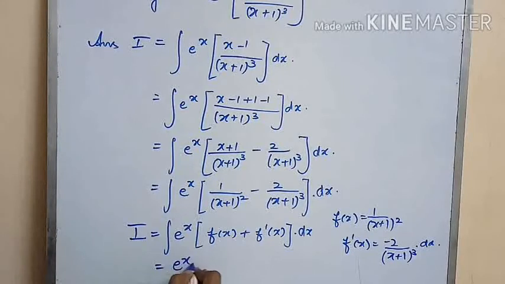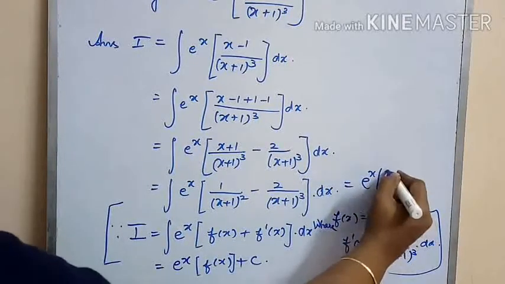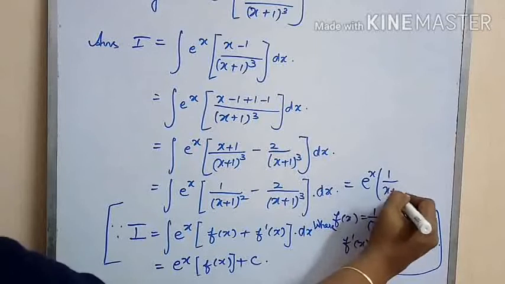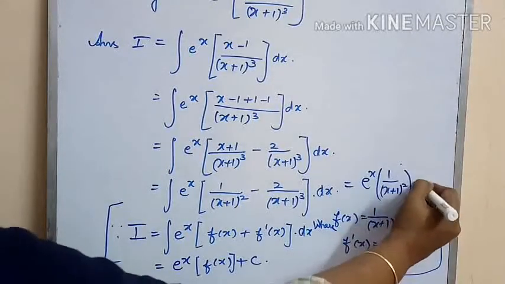So the result of this integral is e to the power of x into f of x plus c. So we get the final answer as e to the power of x into 1 by x plus 1 the whole square plus c.